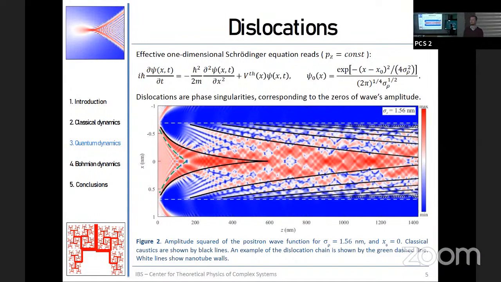What happens if your sigma becomes smaller and smaller? Which sigma? This one? Yeah. I will then generate the periodic carpet, which I showed previously.